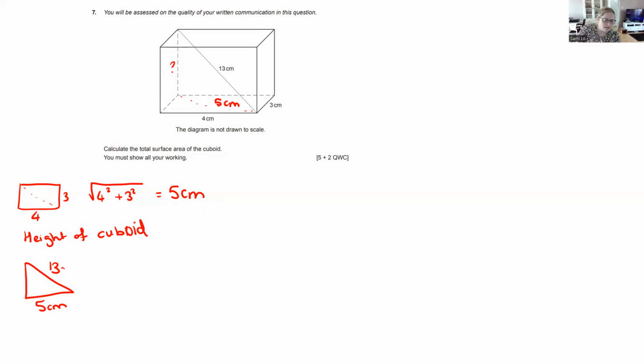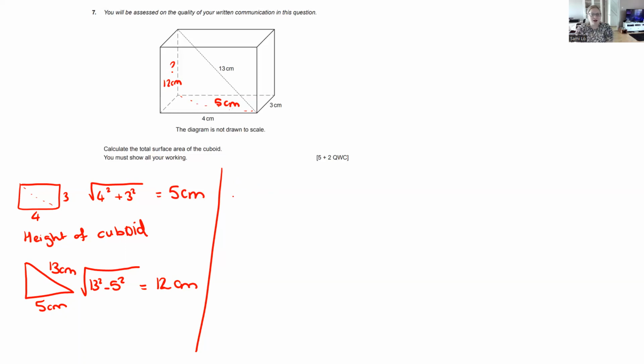And 13 right here. Again, Pythagoras. This time we're taking away, so 13 squared minus 5 squared. Again, this is another Pythagoras triple, so just be aware, Pythagoras triples square root nicely. 13 squared is 169, take away 25 gives you 144, which when we square root gives us 12 centimeters. Once we've got those parts, that's nice and done. We can now work out the surface area. So I'm going to write in that 12 centimeters.